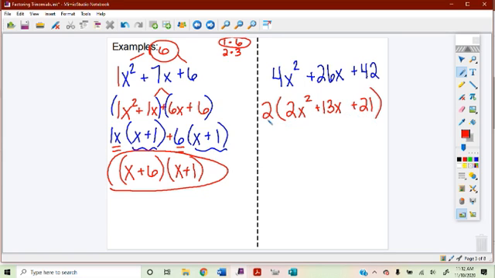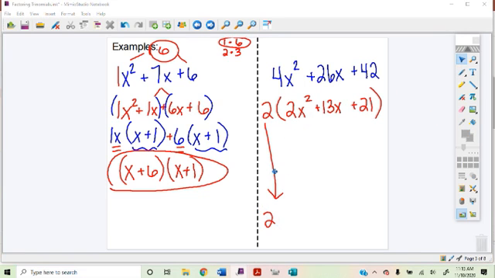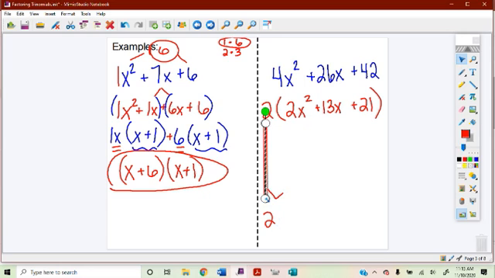So at this point, this 2 that I factored out, I'm going to ignore it till I get all the way to the end, and it's just going to be part of my answer. I don't have to do anything else with that 2 because it's already been factored at this point. So I'm going to bring it down, and I'm going to ignore it for the rest of this time.